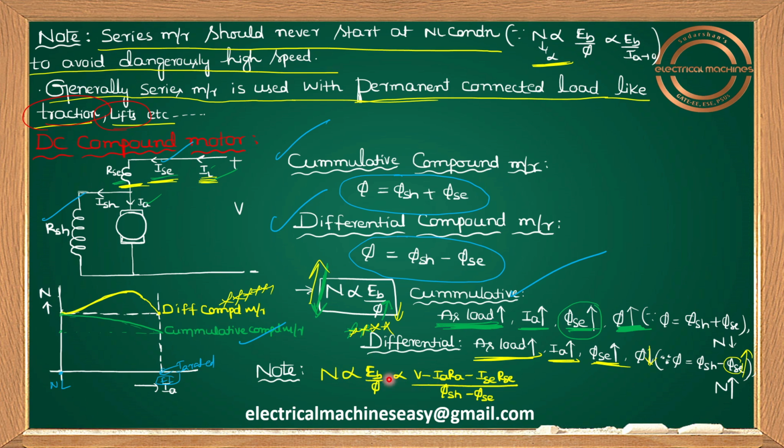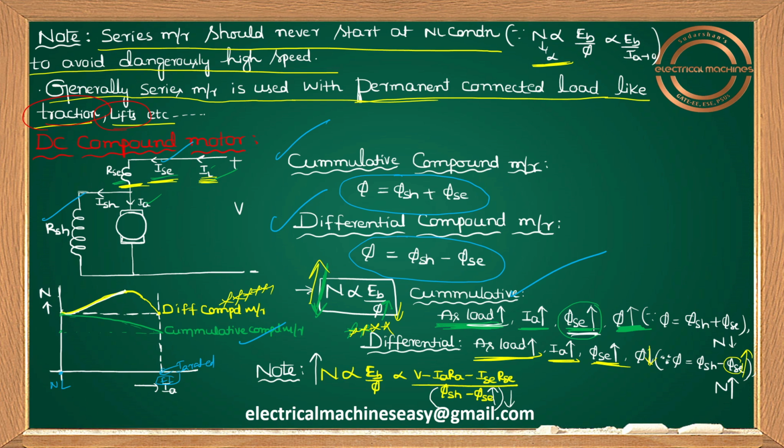You know, N is proportional to Eb/phi. Eb means what, guys? V minus IaRa minus IsRs. For this loop, it's a very simple KVL equation. And phi means, for differential compound, phi_s minus phi_se, that is phi_sh minus phi_se. Now please tell me, I told you as load increases, phi_se increases, no? Yes, increases. Very good. Whenever phi_se increases, what will happen to the denominator? It will reduce. So N will increase. Up to this point, it is increasing.